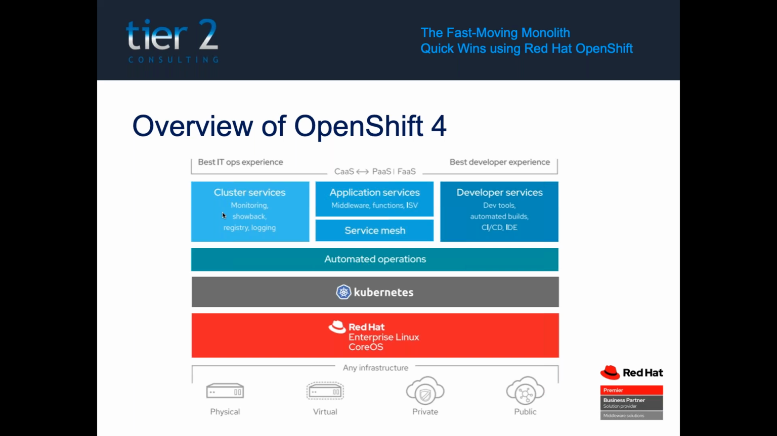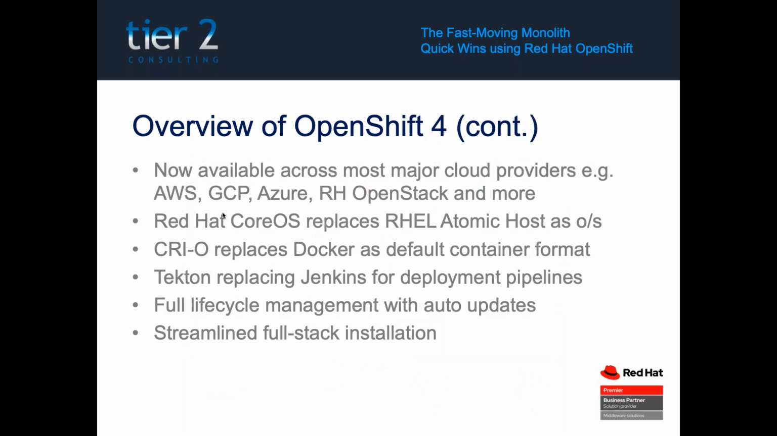The things that are specifically different with OpenShift 4 is, first of all, the fact that it's now available across all the major cloud providers. That includes Amazon, Google, Azure, and Red Hat OpenStack, and quite a few others besides. As we'll see when we do our installation, you get to choose which cloud you put your installation on. As you saw in the diagram, Red Hat Core OS replaces the previous operating system for OpenShift, which was RHEL Atomic Host.